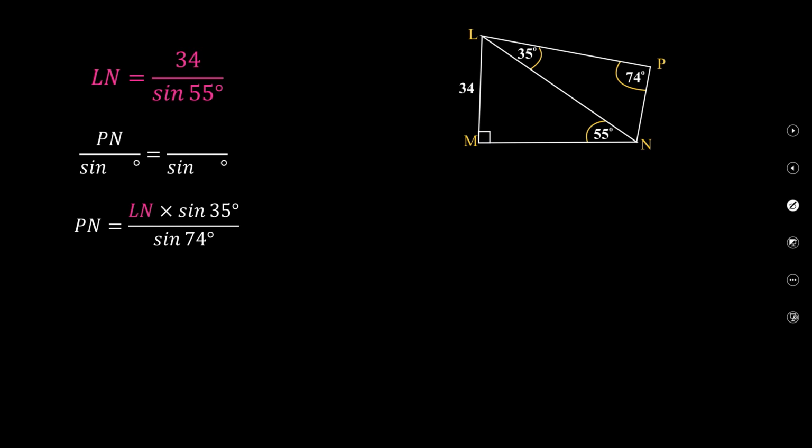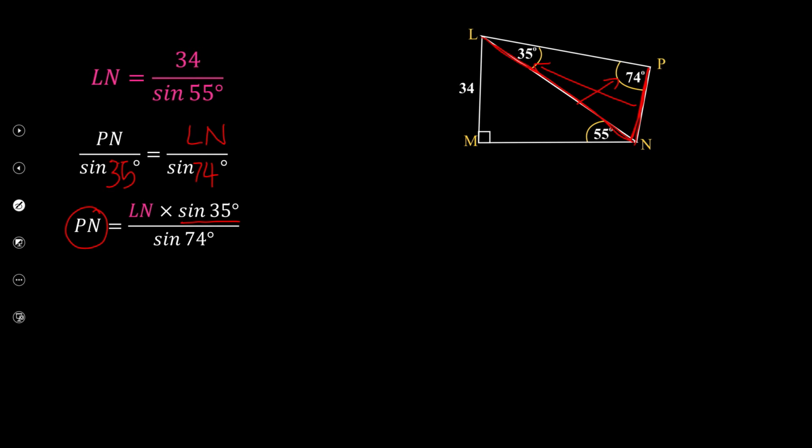And now we're going to go to this triangle here. In this triangle, because we want to find PN, we're going to say PN over sine of 35 will equal to, now remember we found LN, so we've got to put LN in here, right? So it's going to be LN times the sine of the angle across from it. And across from this, we've got 74 degrees. In the second step, all I've done here is just rearrange it and multiply by sine of 35 just so I can isolate PN on this side.